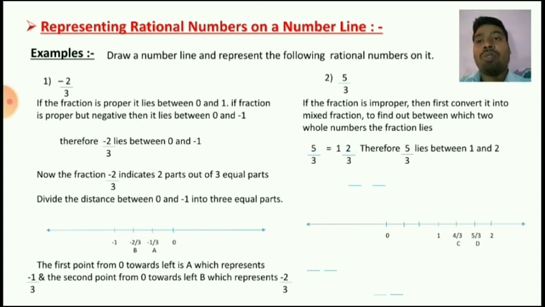So first we convert this rational number into a mixed fraction. 3 ones are 3, and plus 2 is 5. So 5/3 as a mixed fraction is 1 and 2/3. Therefore 5/3 lies between 1 and 2.